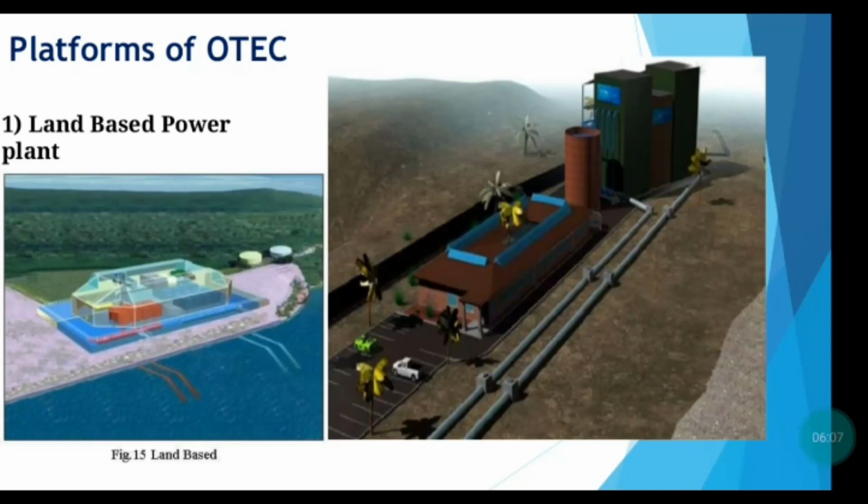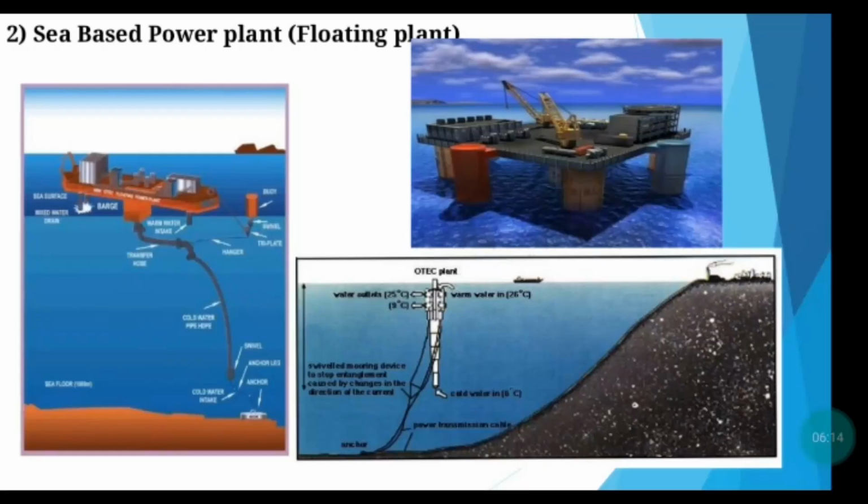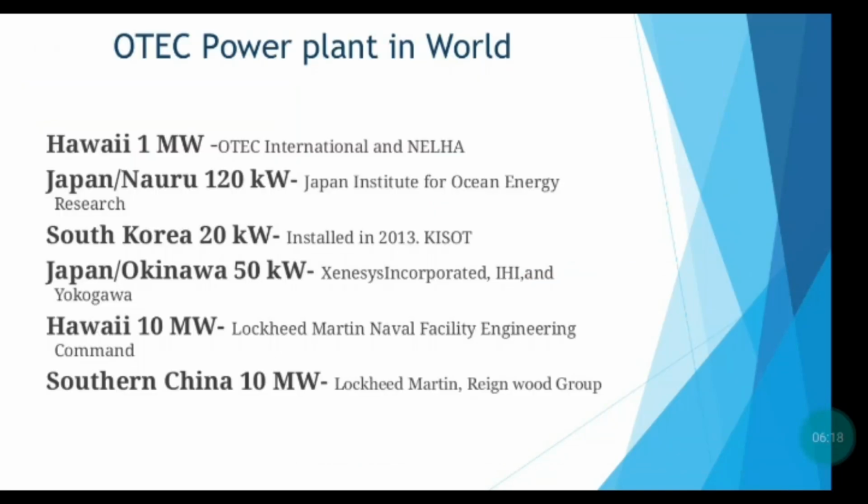The platforms of OTEC. There is the land-based power plant and the sea-based power plant, also known as the floating plant. There are OTEC power plants in the world in Hawaii, Japan, South Korea, and southern China.